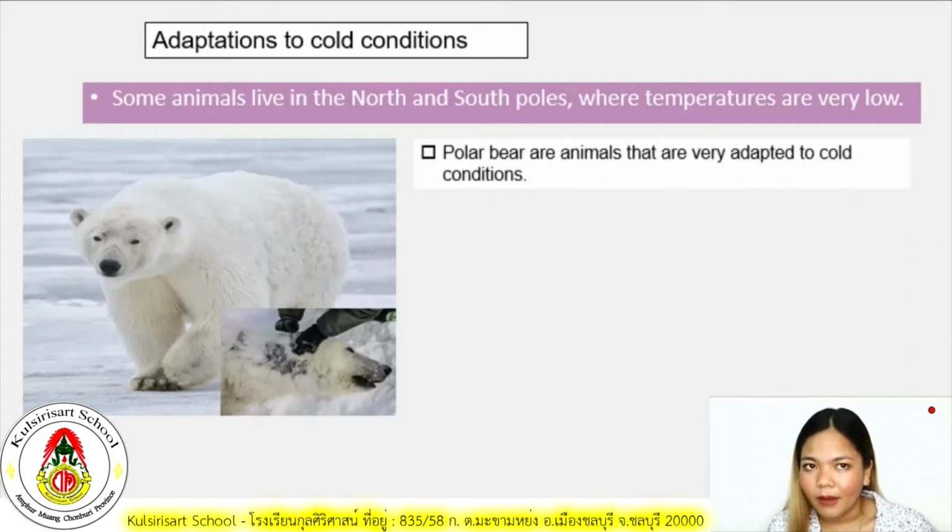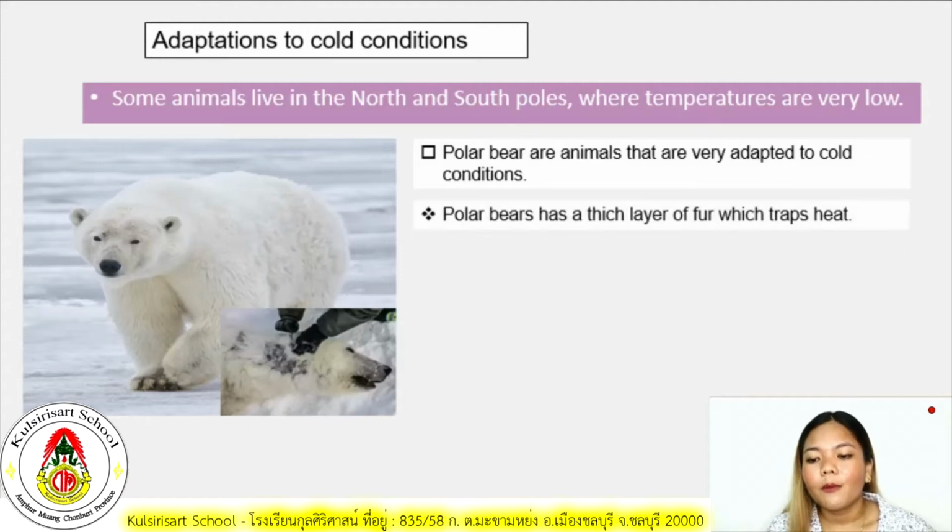Okay, now what about this one? Polar bears are animals that are very adapted to cold conditions. Okay, polar bears have a thick layer of fur which traps heat, which is this one. The color of the polar bear fur is white, and this fur covering the polar bear's body is very thick. That's why it allows it to stay in cold areas. Okay, it's like a jacket which they have on that allows them to live in cold areas.